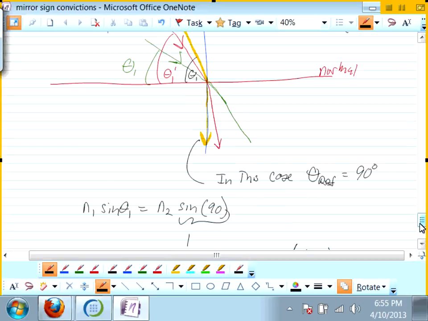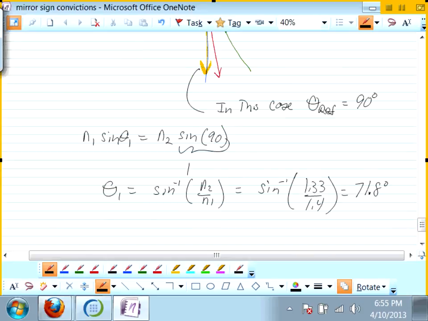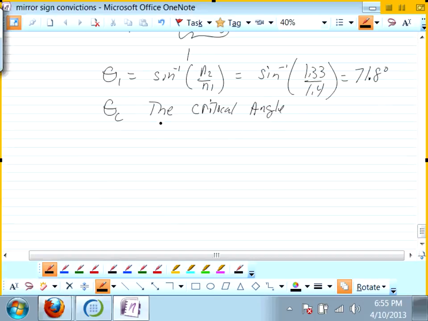And because this is a rather special angle, we will now call this one theta sub c, for theta critical. The critical angle for total internal reflection. That is, no transmitted light.